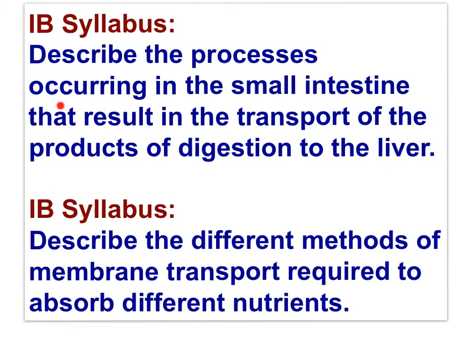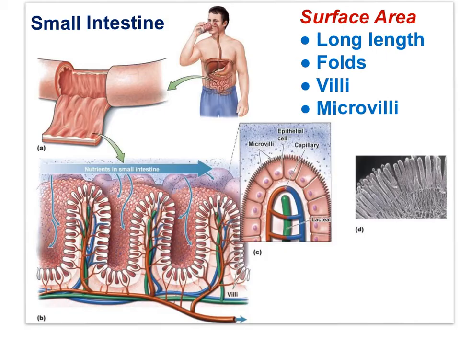Describe the processes occurring in the small intestine that result in the transport of products of digestion to the liver. Describe the different methods of membrane transport required to absorb different nutrients. The total surface area of the small intestine facilitates absorption. High surface area arises from the long length of the intestine, folds in the wall, villi, and microvilli, all of which can be seen in this image.